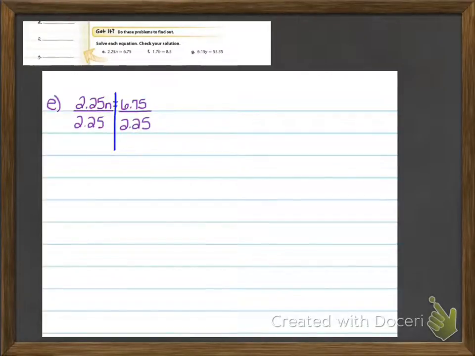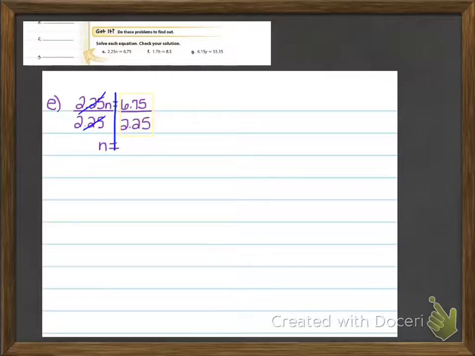So now on the left side, those 2's get canceled out. So I'm going to drop down my n and my equal sign. But what I have to do now is take care of this division work right here that I just put a box around. So we're going to do that to the right of this problem.